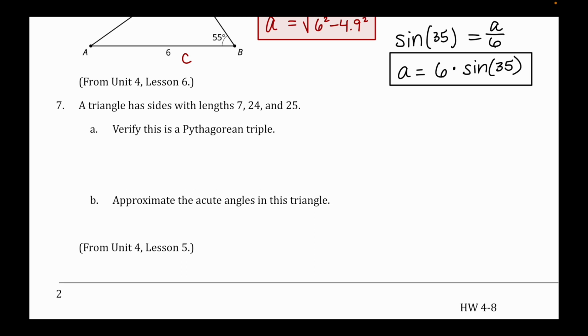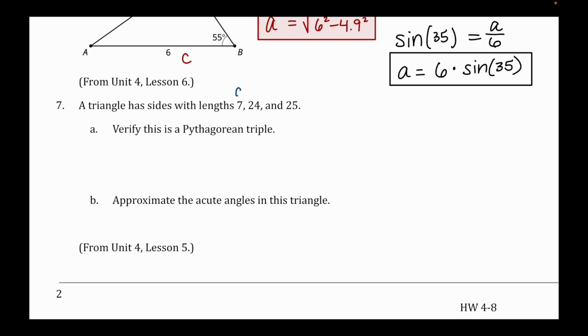We'll see. So a triangle has side lengths of 7, 24, and 25. We want to verify that this is a Pythagorean triple. So in order to verify that something is a Pythagorean triple, you substitute all of those numbers into the Pythagorean theorem and show that both sides are equal.